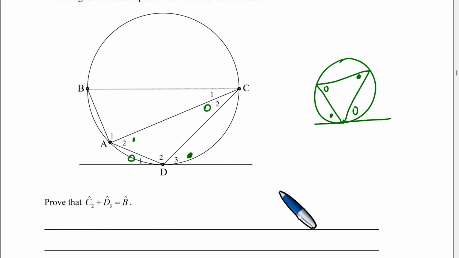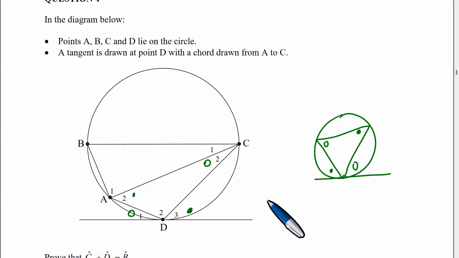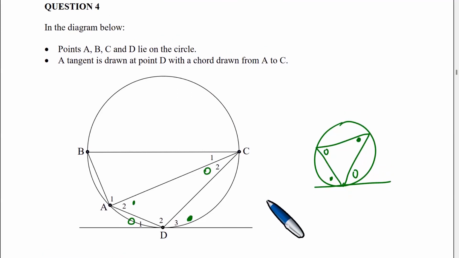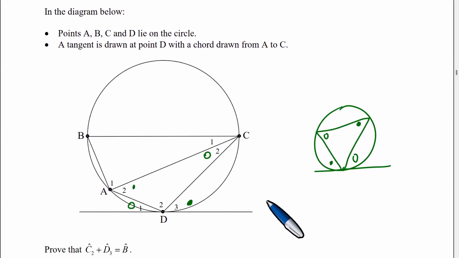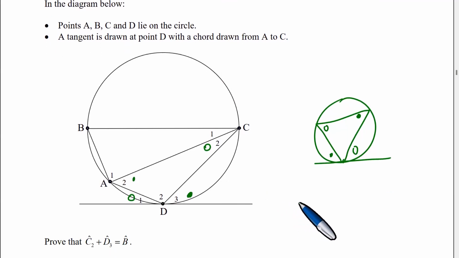Where do we start? Can I just see the points that they gave us at the top as well? We're going to do it together now. But what do we do first? What is the first step? We need to prove that C2 plus D3 is B.